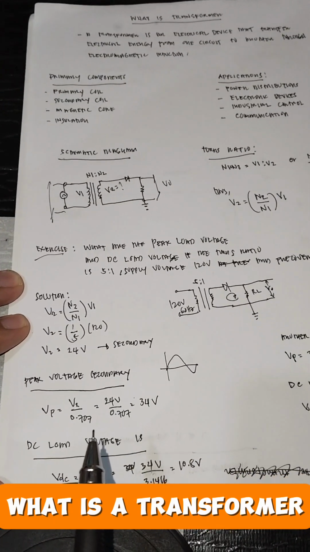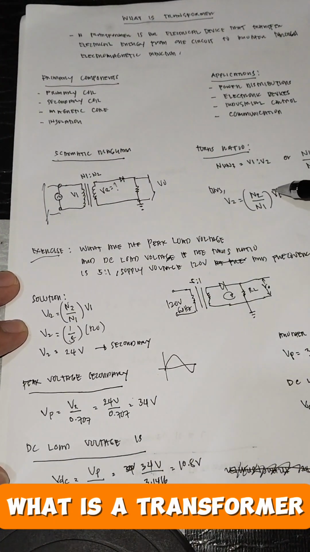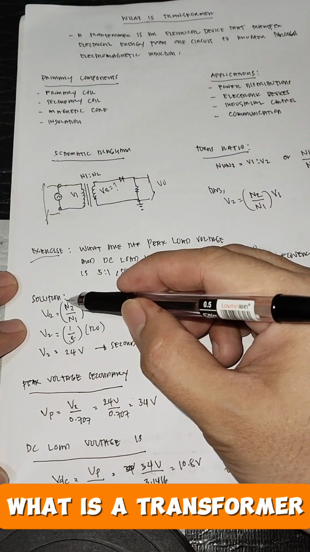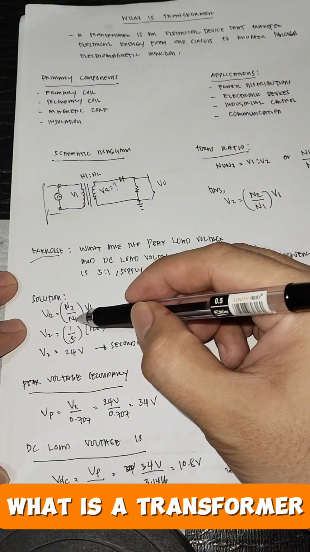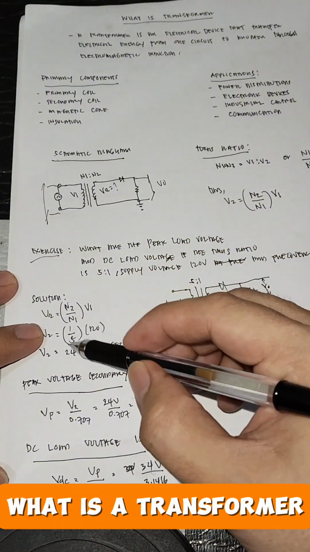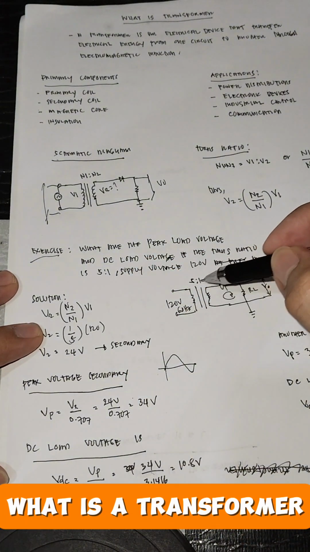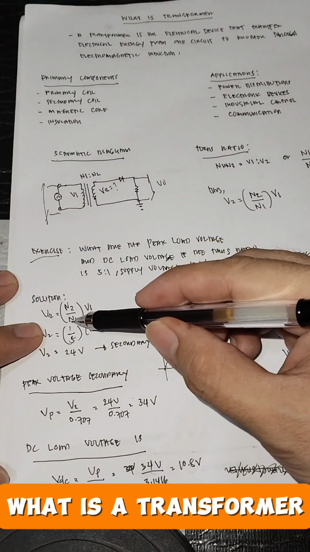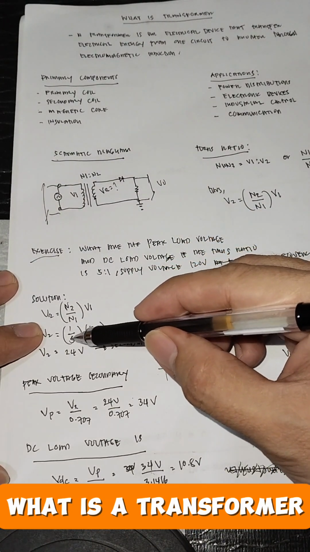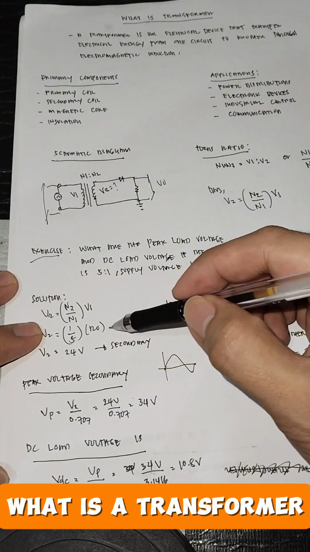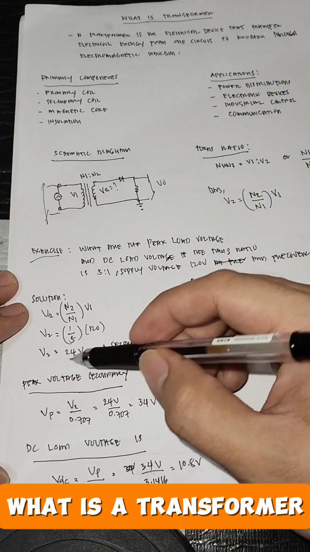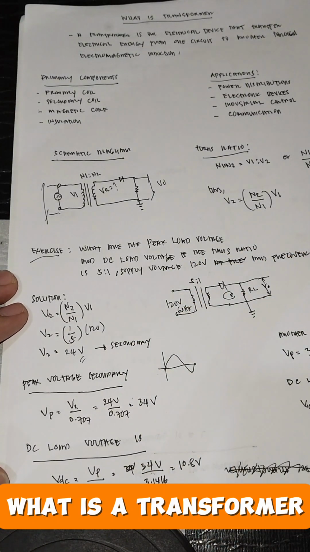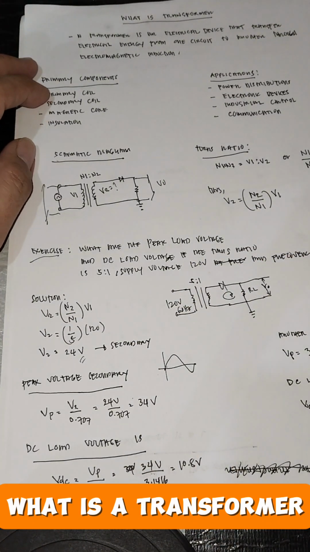So the formula for the secondary voltage: V2 is equal to N2 over N1 times V1. Our turns ratio here is 5 is to 1, so one turn at secondary and 5 turns at the primary. Times 120, we have 24 volts for the secondary voltage. This one.